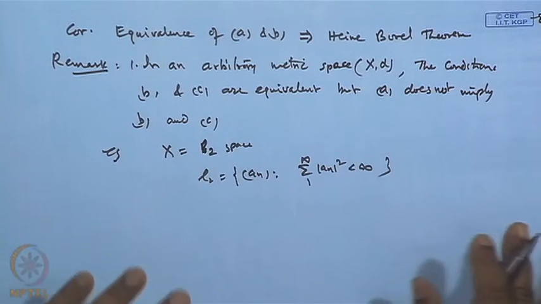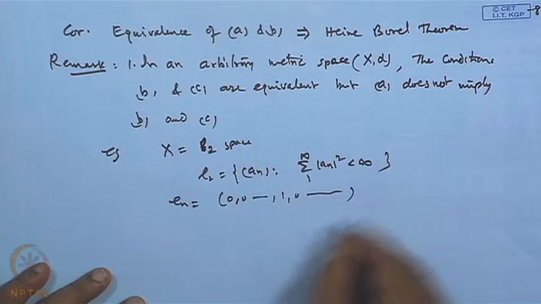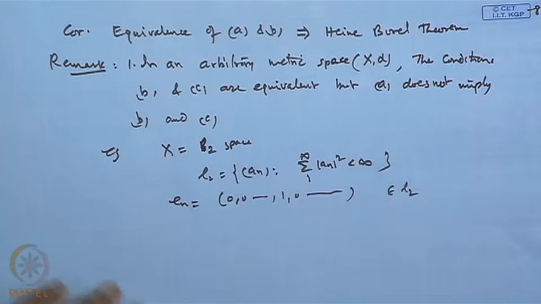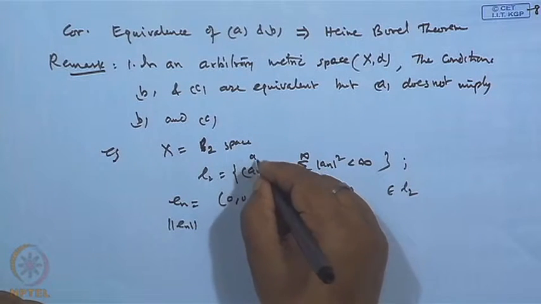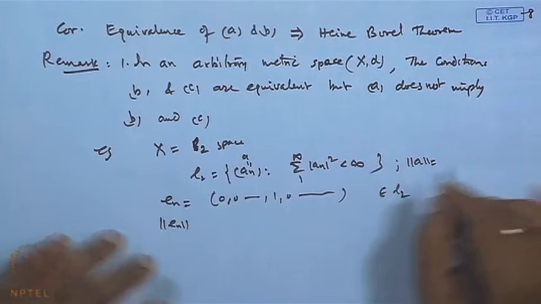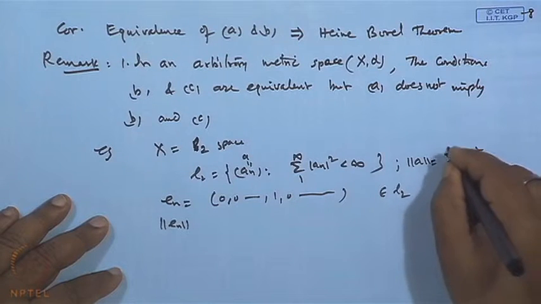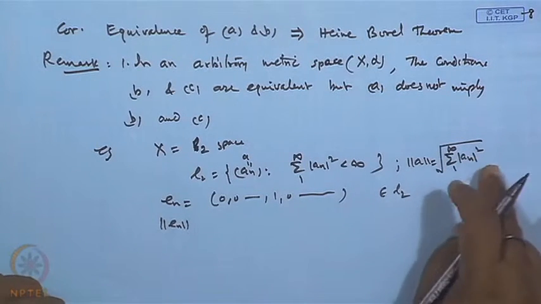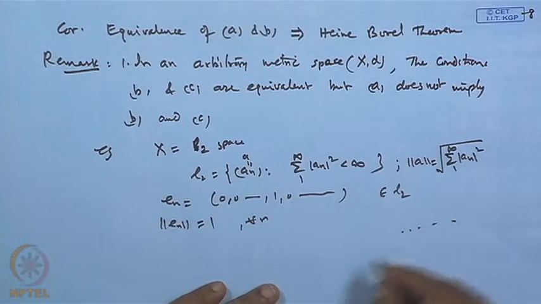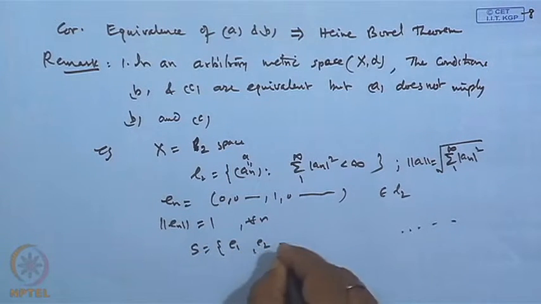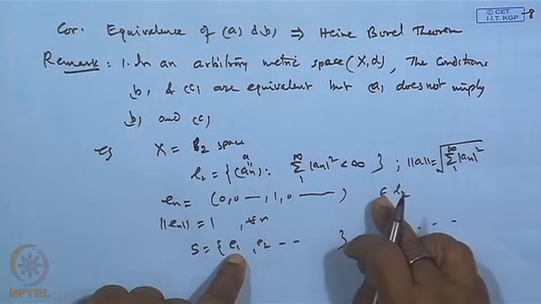finite. In L2 space, if I take the sequence e n as 0, 0, 0, 1, 0, 0, these are points belonging to L2 space. Now, if we take the norm of e n, of course this is a case of functional analysis, but we are not going into much detail. So, the norm of e n is 1 for each n. Therefore, e 1, e 2, e n and so on, this set is there, with each point having norm 1, is it not?